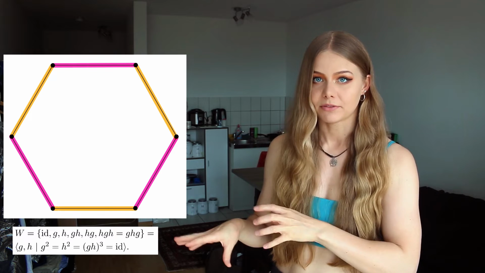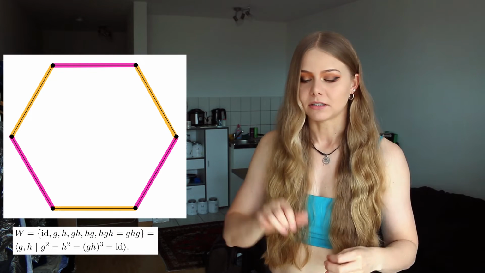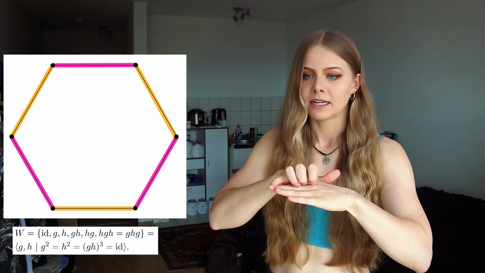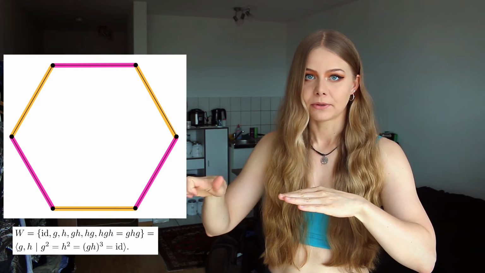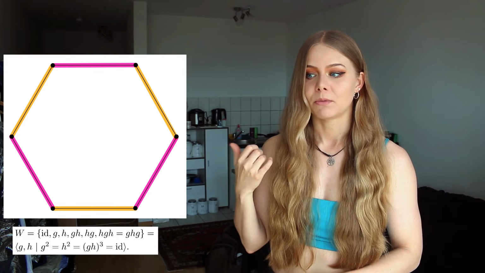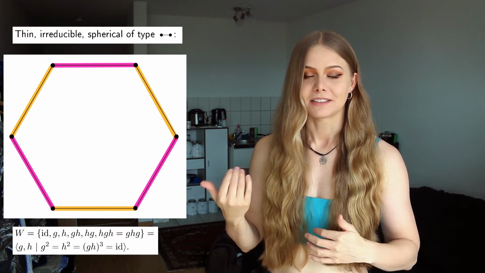It is an example of a spherical building, but as we've seen, the residues, the I-residues, are just lines with 2 points. So 2 vertices, which is not greater or equal 3. So this is not a thick building. This is actually an example of what we would call a thin building. But yeah, so this is not thick.